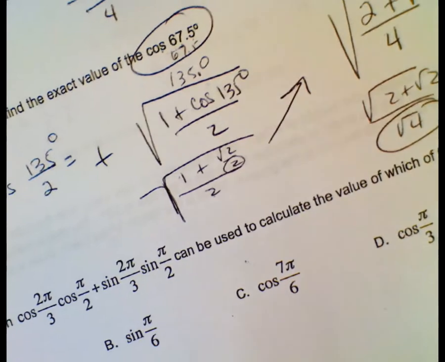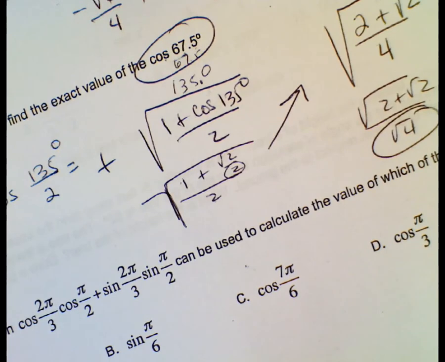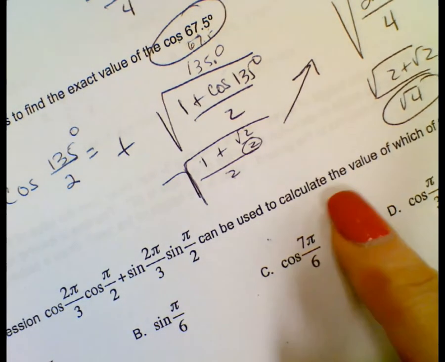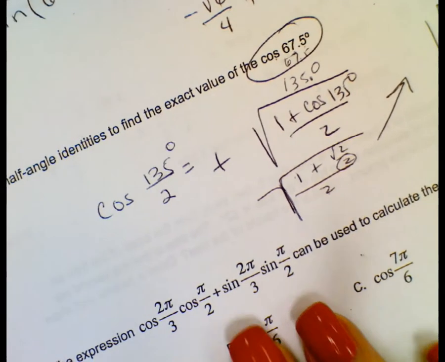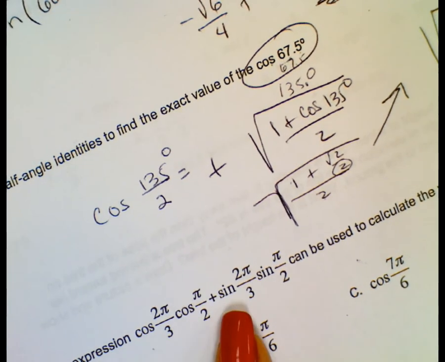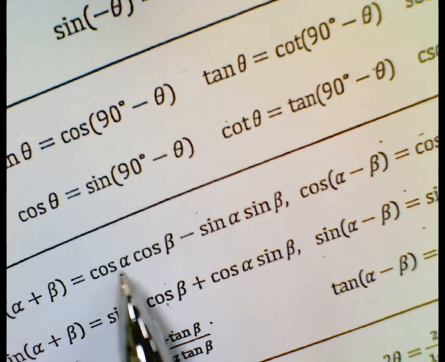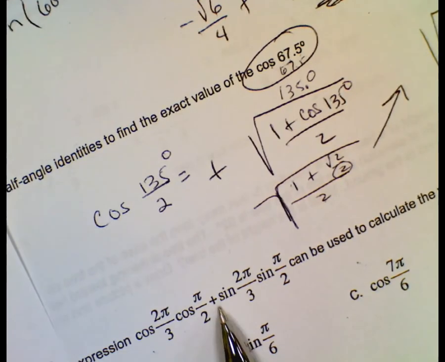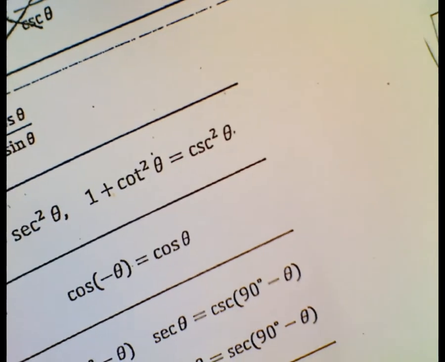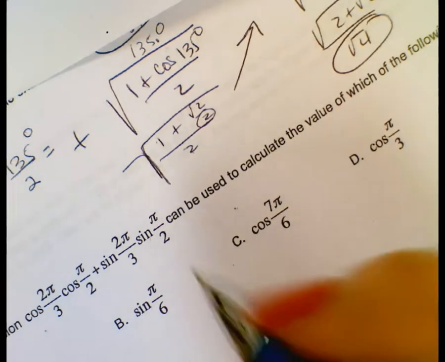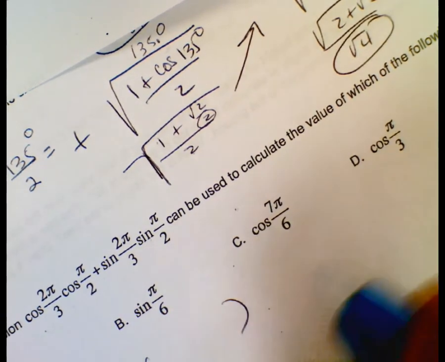So this next one's kind of weird. Number 6. The expression here can be used to calculate the value of which of the following. They don't want you to plug in the values. They want you to go backwards. You see how it says cosine cosine plus sine sine? Which one of these has cosine? So we're going to go backwards and make it look like the cosine difference identity.